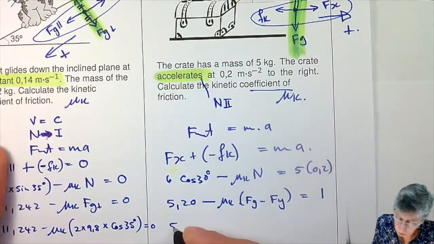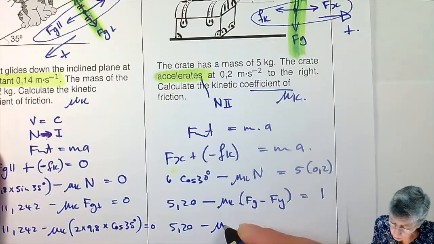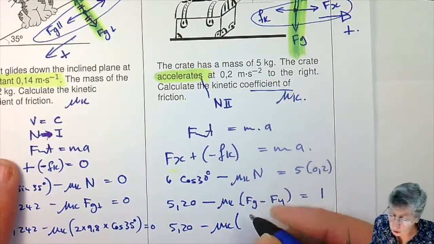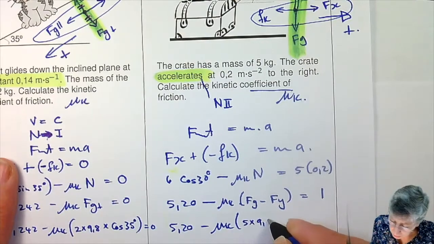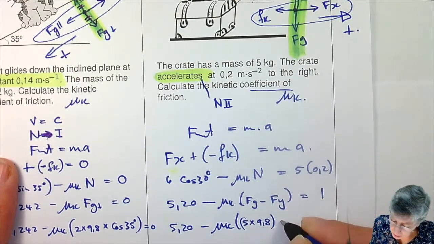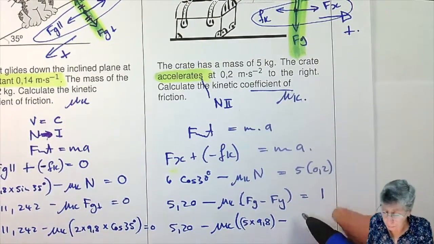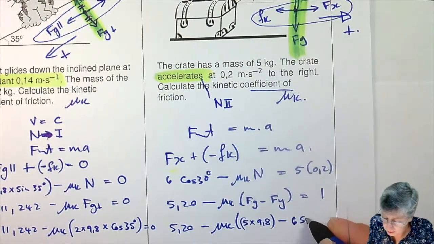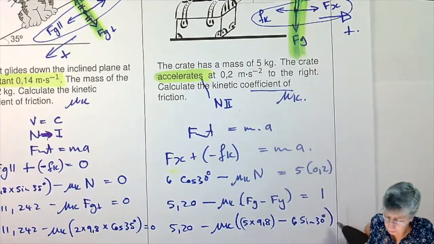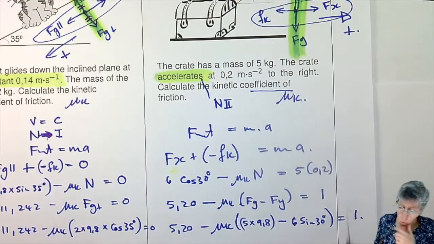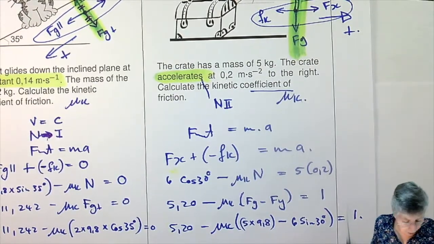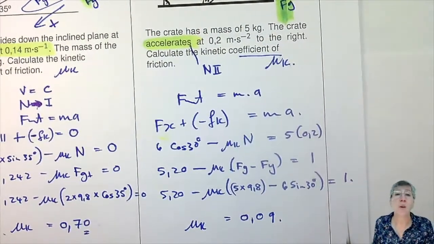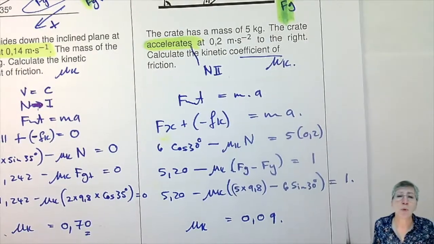there. Right, so 5.20 minus mu k, we get the whole gravity, and that will be 5 times 9.8 minus, and then the y component will be 6 sine of 30, and all of that is equal to N. Right, so then you just have to solve for mu k, and you end up with 0.09. Oh, that is very small, so this must be a very smooth surface.